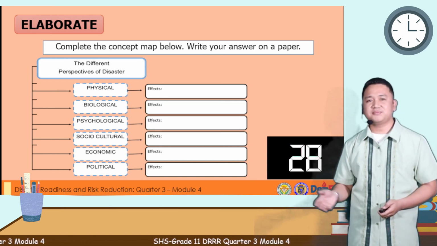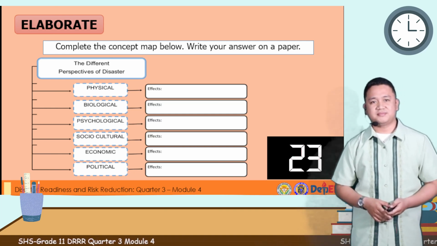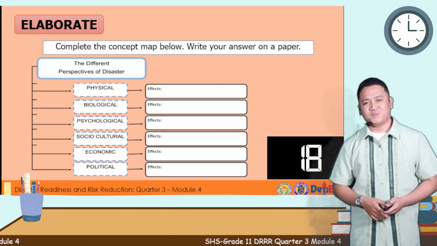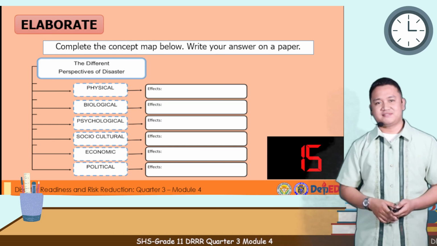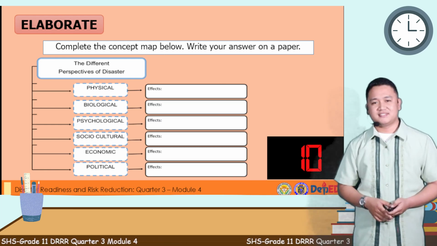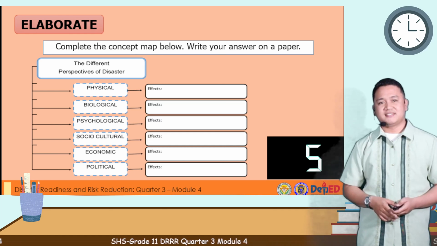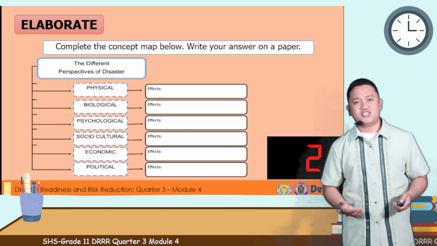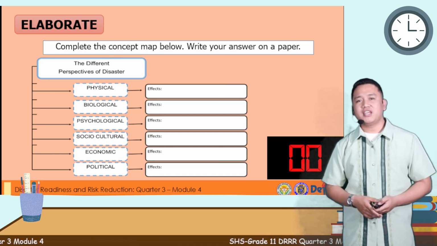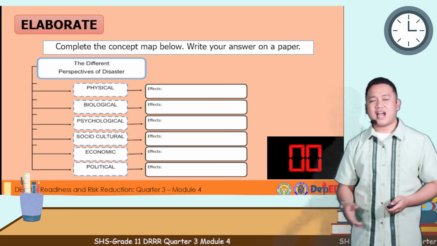30 seconds left. Fifteen seconds. 4, 3, 2, and 1. Your time is up, learners. I believe you completed all the needed information on your concept map. Now, let us check.